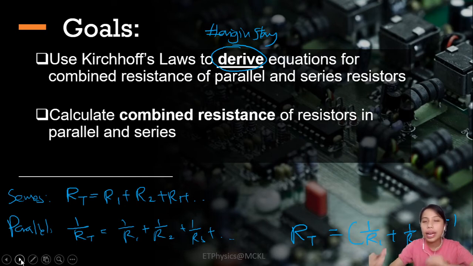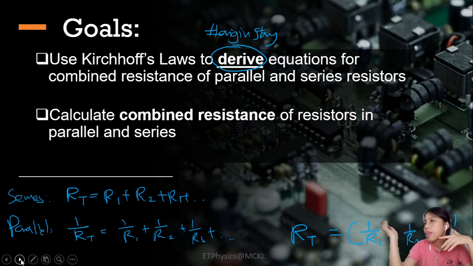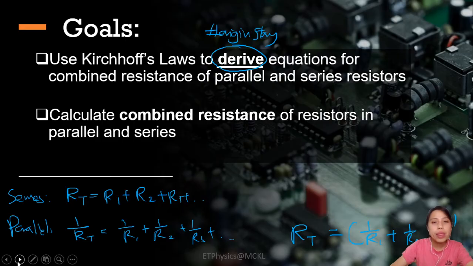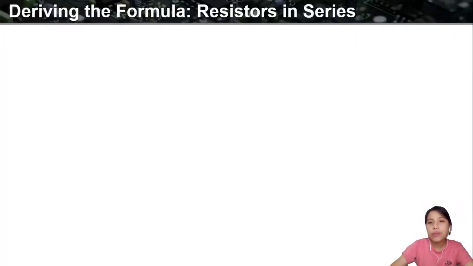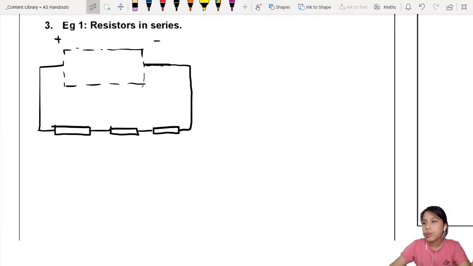Then, of course, we're going to look at some refreshers of chapter 19, how to apply these two equations in all different kinds of situations, different kinds of circuits. Let's go and see how to derive the equation for resistors in series. That's the first one. To do that, I'm going to use OneNote because it's easier to write.